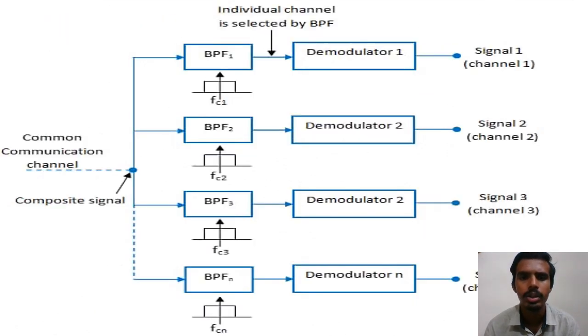This is how the block diagram looks for a receiving demultiplexer, from which we can see that a common channel is divided into various channels, and that is passed through BPF 1, 2, 3, 4 up to n in order to obtain the individual channel selected by BPF, and then it is sent to the demodulator in order to obtain the original signal. So this is how the block diagram looks.